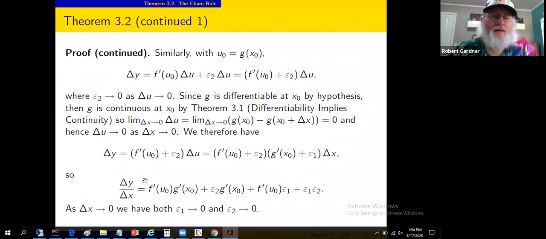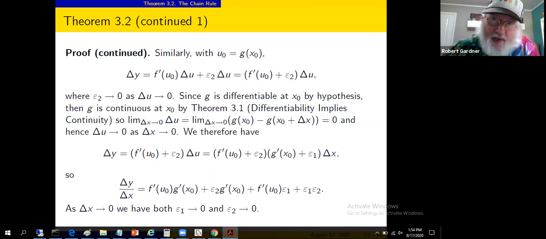So delta y, we had written like this as above. Delta u, we had written from the previous slide in this form here. So delta y equals this stuff involving the f prime function and the epsilon 2. Delta u involves a g prime function and the epsilon 1, and there was a delta x tacked on to the end there. So substituting in for delta u from the previous slide.